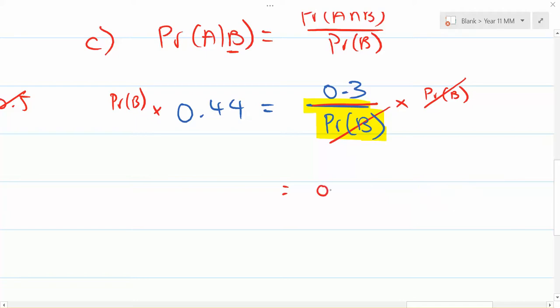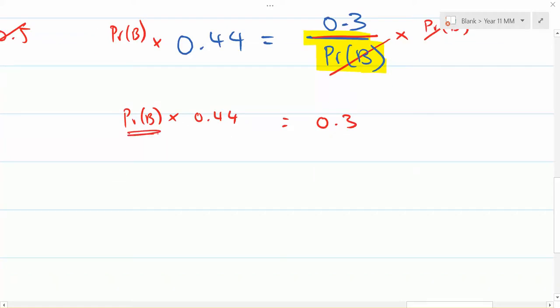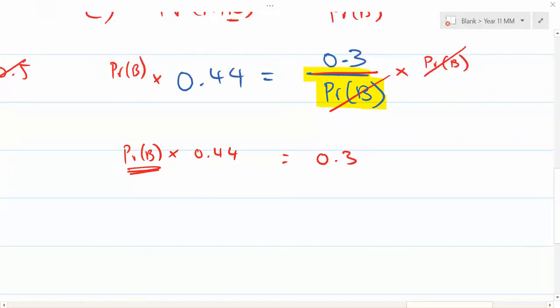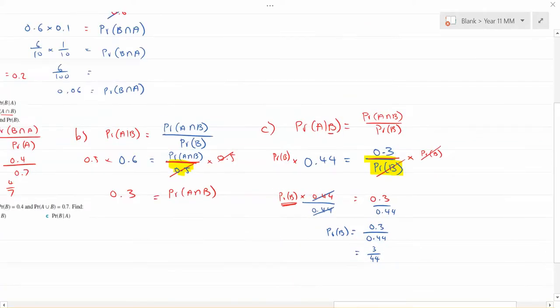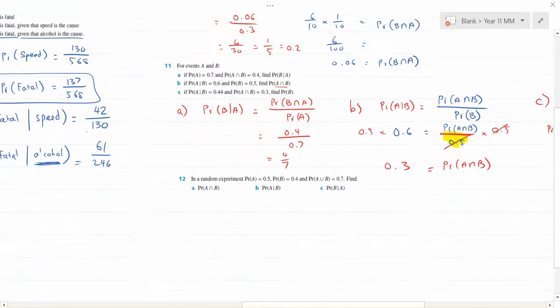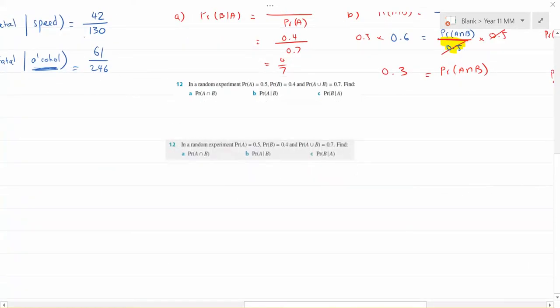So when it cancels out, you're left with 0.3. On the left-hand side, I have probability of B multiplied by 0.44. Now you're trying to find probability of B, so you don't want times 0.44. How do you get rid of that? Same thing, do the inverse. Instead of timesing by 0.44, I'll divide both sides by 0.44, and 0.44 divided by 0.44 cancels out to be 1, and you get probability of B is equal to 0.3 over 0.44, which I'd write as 3 out of 44. And there you go. That's question 11. Let's go to our third last question, question 12.